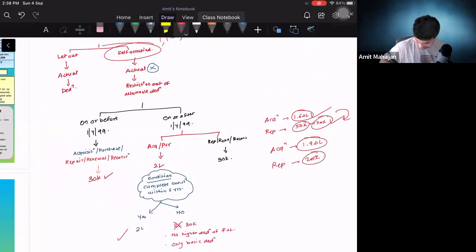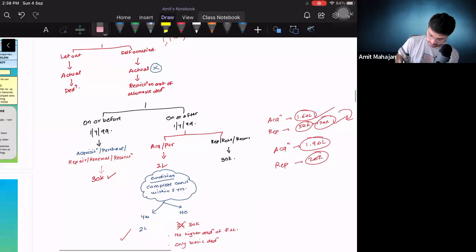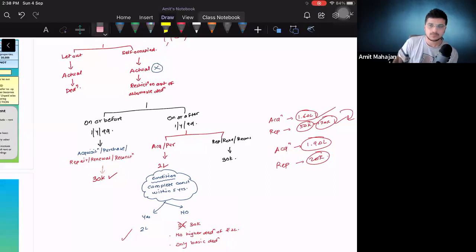Understood? You want to write this down? Can you click a photo of this? Possible? So थोड़ा आगे cover कर सकते हैं. Because I'm going a bit slow in the theory.